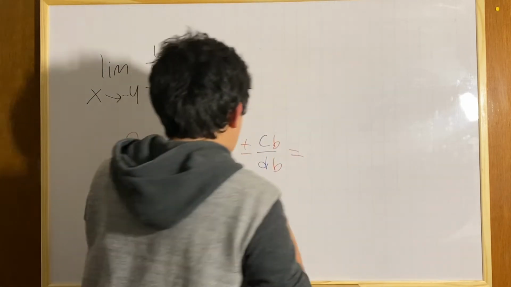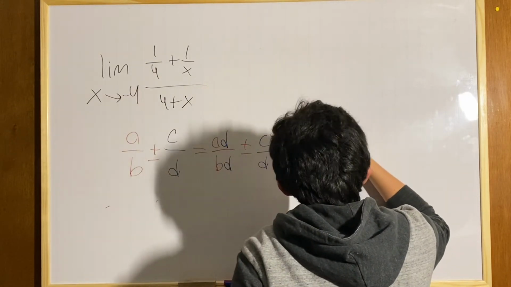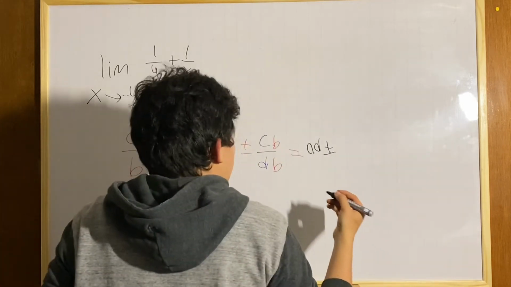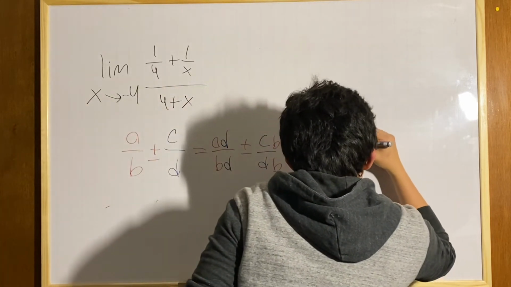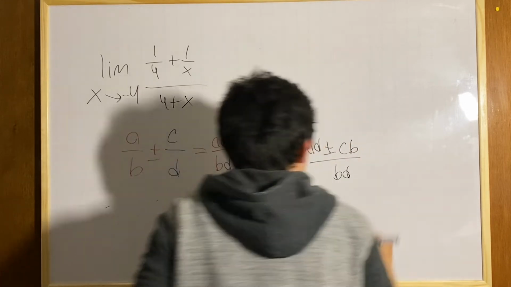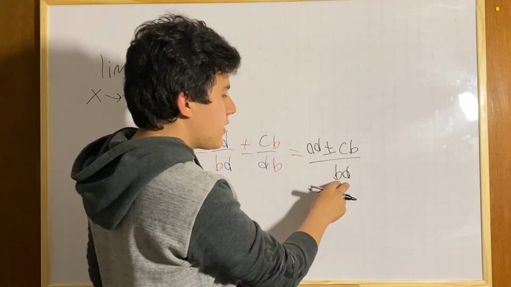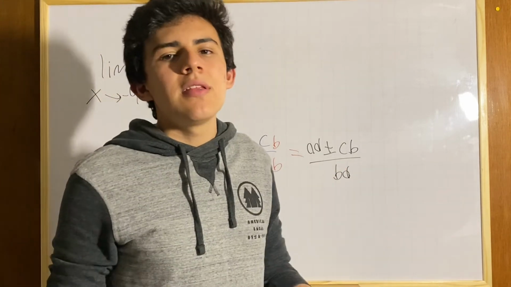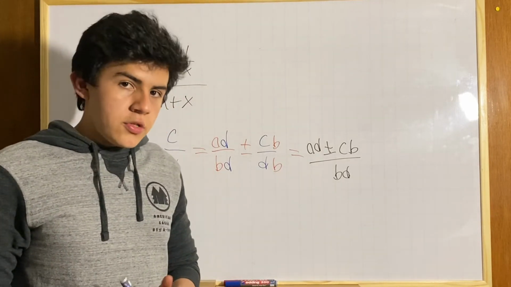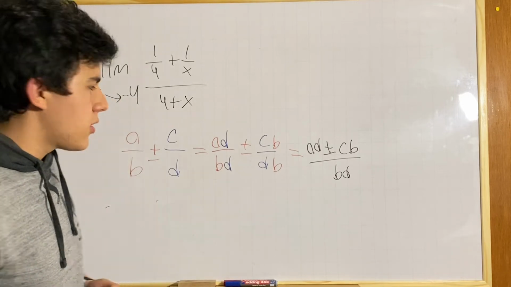So now I'm going to go with, you would get simply, this is equal to A times D plus or minus C times B over B times D. Okay? So that's how you find B times D, which is the greatest common denominator in this operation of fractions right there. Okay? That these two fractions individually share with each other.